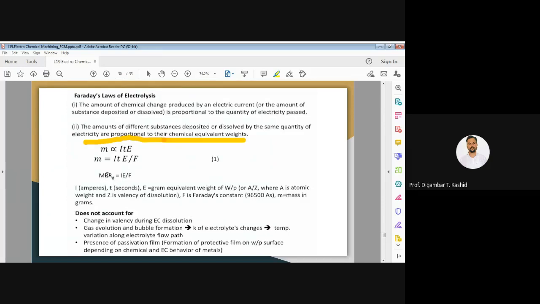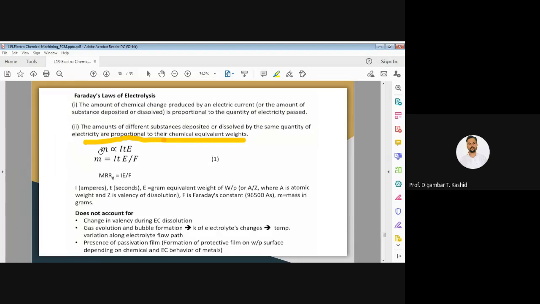Mathematically it is written that M is directly proportional to I t E. Here M is the material removed mass in grams, and I means the current in amperes. Small t is the time in seconds, and E means the gram equivalent weight of your workpiece, which you can write as A divided by J, where A is the atomic weight and J is the valence of dissolution.